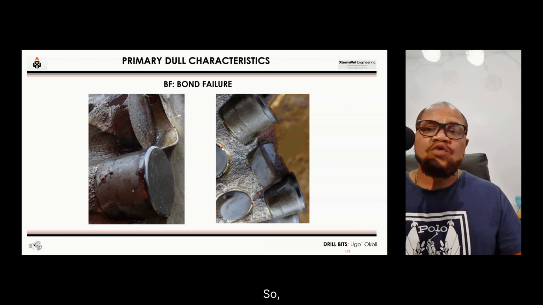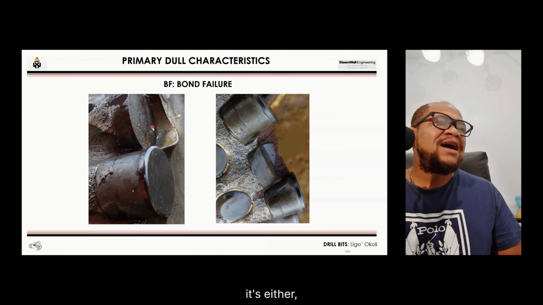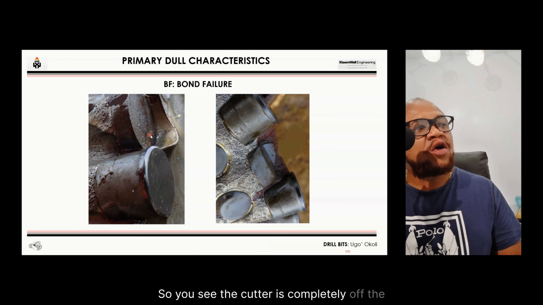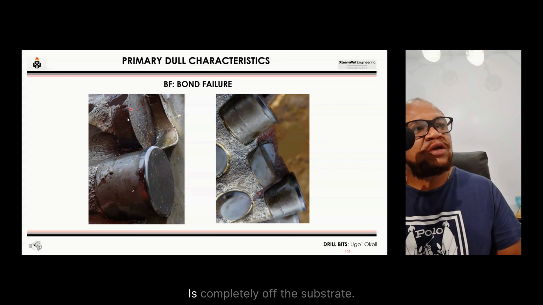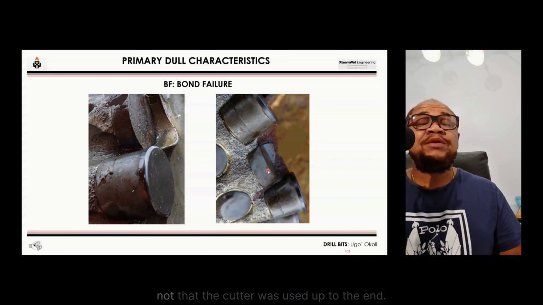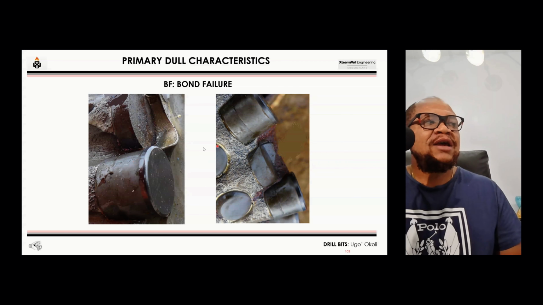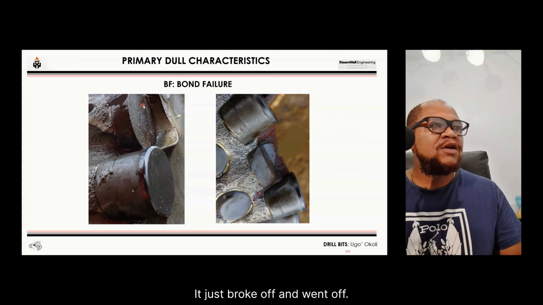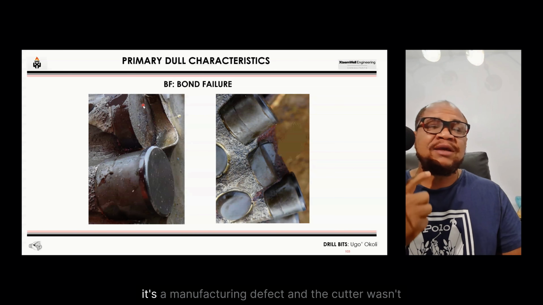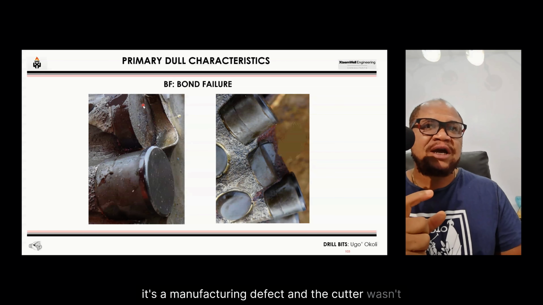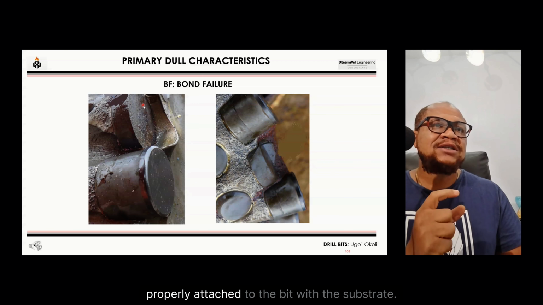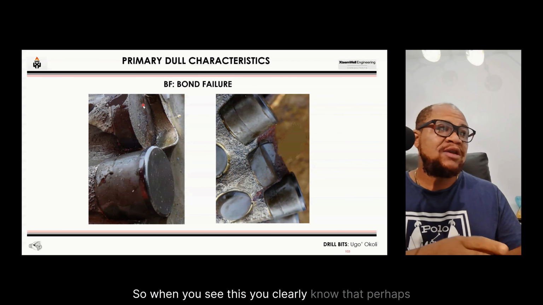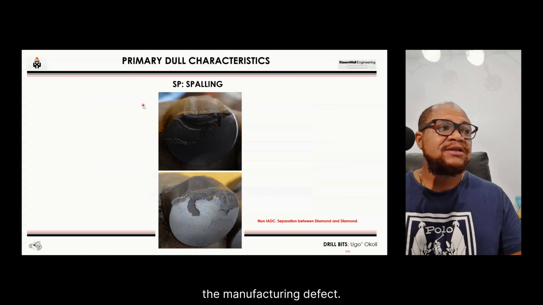Bond failure. For this one, it's a manufacturing defect. You see the cutter is completely off the substrate. It's not that the cutter was used up to the end. You see that clearly it's clean, it's fine. It just broke off and went off. So that tells you that it's a manufacturing defect and the cutter wasn't properly attached to the bit with the substrate.